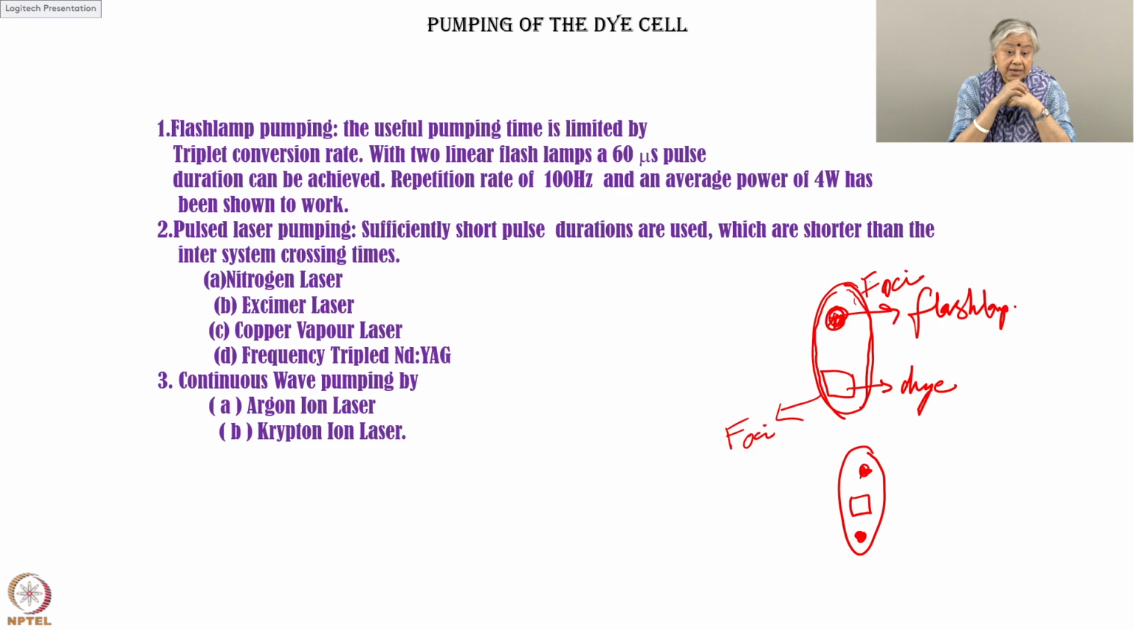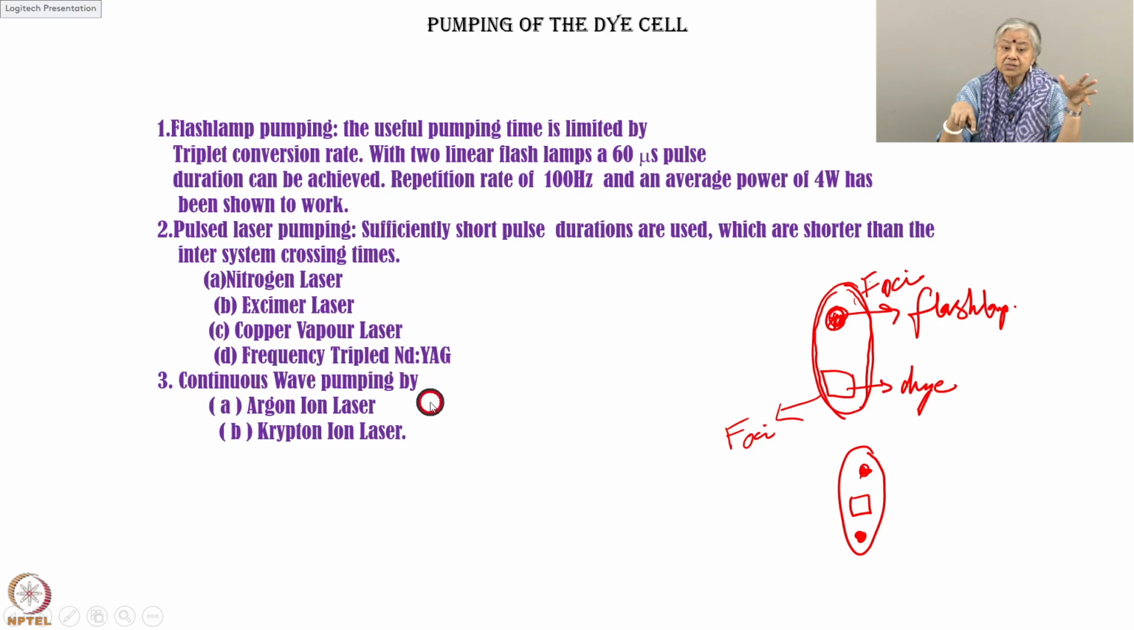But then suppose it is pumped by a pulsed laser also. Sufficiently short pulse durations are used, again due to the problem of the triplet conversion rate. So, the pulse should be shorter than the intersystem transitions to the triplet state. Okay. So, those kind of pulses are used in the nanosecond range, shorter and shorter, which are shorter than the intersystem crossing times. And some of the lasers are nitrogen laser, excimer laser, copper vapor laser, and frequency tripled Nd:YAG. Okay. So, frequency tripled Nd:YAG laser will give you somewhere in the ultraviolet, and that is the one that you need to excite the dye molecules to the higher laser level.